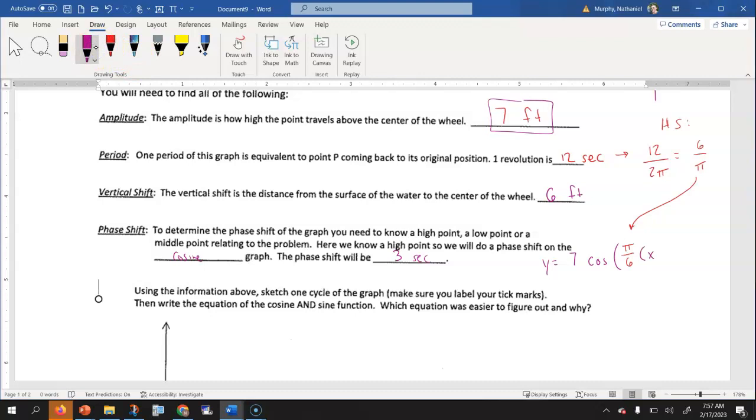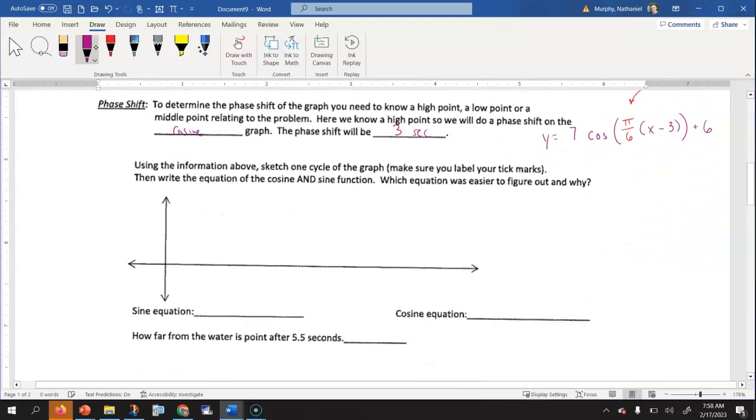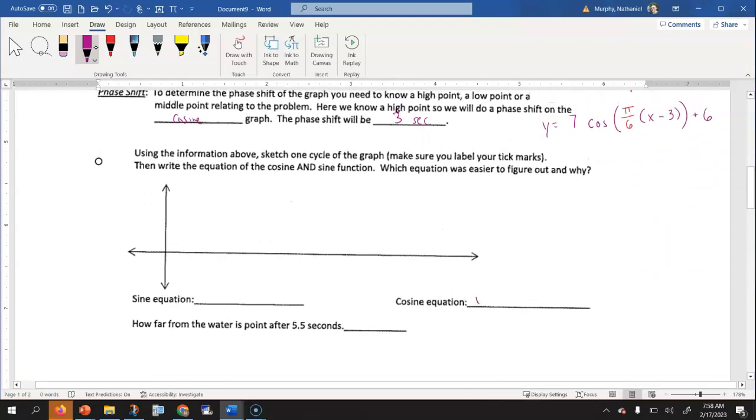And then our phase shift is going to be 3 seconds later. So we're moving that 3 seconds to the right, so we would say x minus 3. And our vertical shift would be up 6. So if we use the cosine function, that would be our equation. So it'd be 7 times the cosine of pi over 6 times (x minus 3), plus 6.